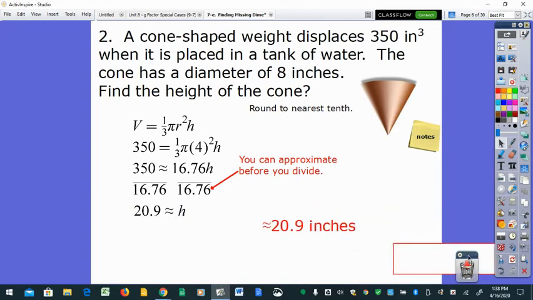So you don't have to keep the pi in there when you divide. You could approximate. Notice I'm kind of keeping out to the hundredths just to keep a little more accuracy in there. Final answer, though, I'm going to round to the tenth. You'll see 1 decimal place there.